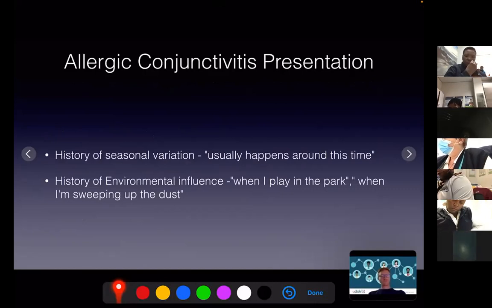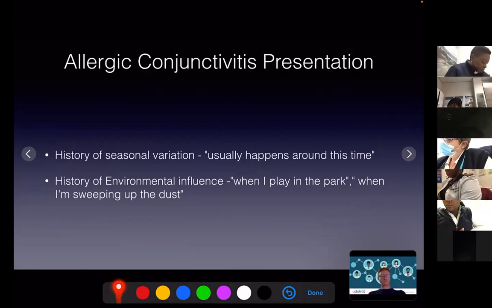The last one is allergic conjunctivitis. This one doesn't have any kind of real discharge as such. It will actually present with a little bit of wateriness to the eye itself and itchiness with the redness. Now, a trigger for thinking that it's allergic conjunctivitis versus the others is the patient will present with a history of a seasonal variation. So they'll usually tell you, around the change in seasons, when it's a bit dusty in the environment, it usually happens around this time. And then there's usually also an environmental influence.